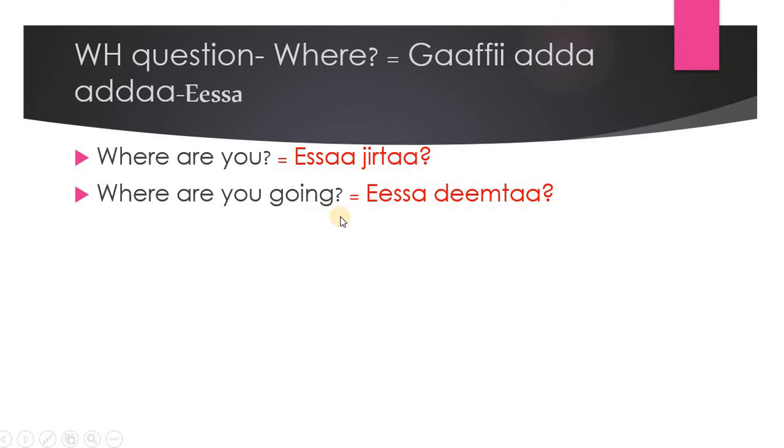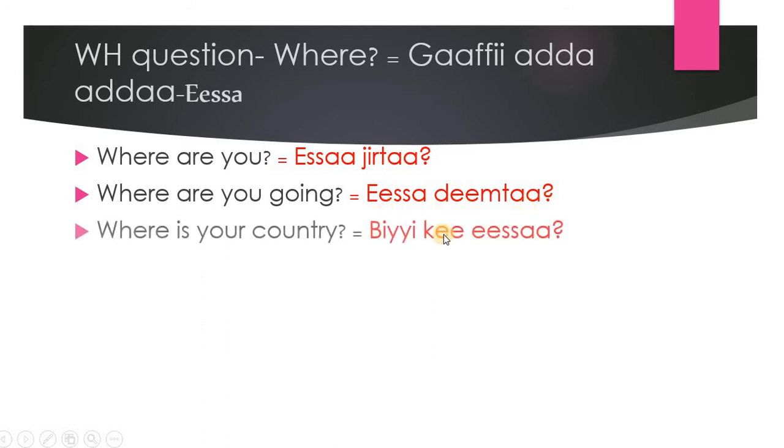Where are you going? Essa deemta. Where is your country? Biyyi kee eessa. Now essa from the first happening goes to the last. But we can also say eessa biyyi kee. Biyyi kee eessa. Eessa biyyi kee.